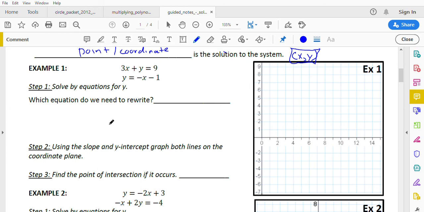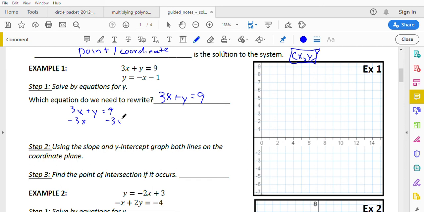But let's be good little zombies and do what we're asked. 3x plus y is equal to 9. That's the one you want to rewrite, so let's go ahead and rewrite it. We have 3x plus y is equal to 9. We're going to subtract 3x from both sides.